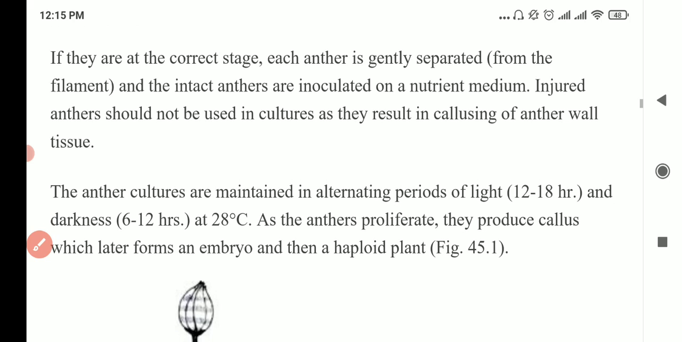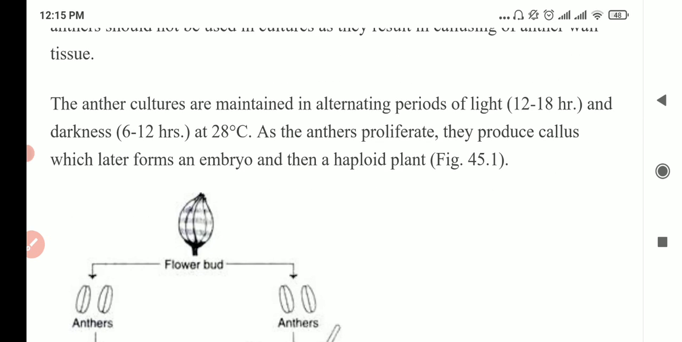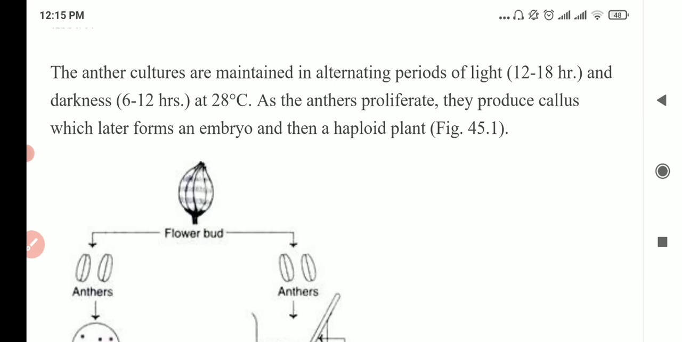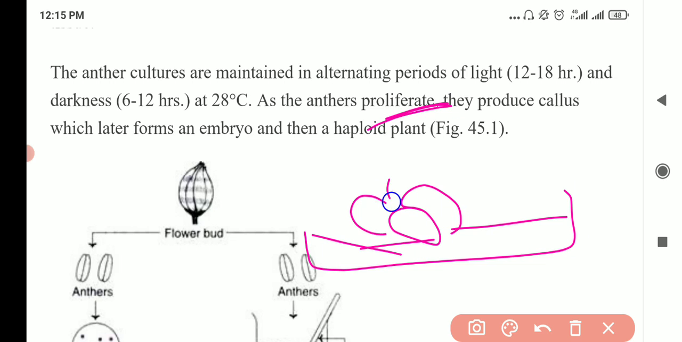The injured anther should not be used as it will result in damage of the anther wall tissues. Then we have to keep it in alternating light and dark, with those tube lights which are automatic, because we cannot depend on nature, this is very sensitive. 18 hours of light and 6 hours of dark, at a temperature of 28 degrees Celsius. Then the anthers that you put on the nutrient medium will produce lots of cells.